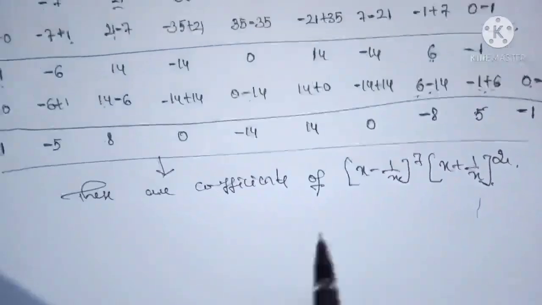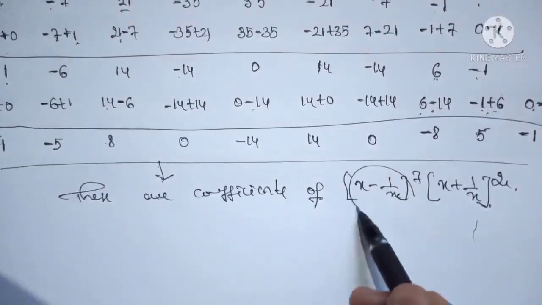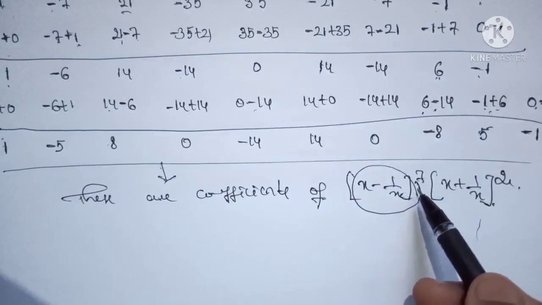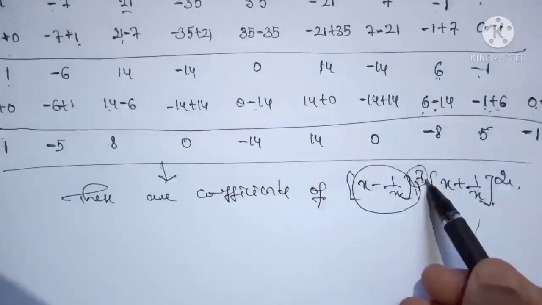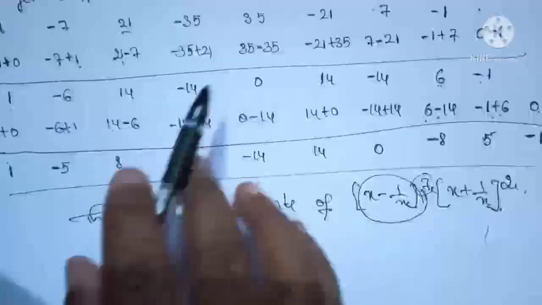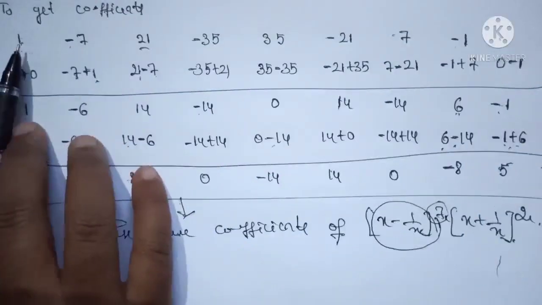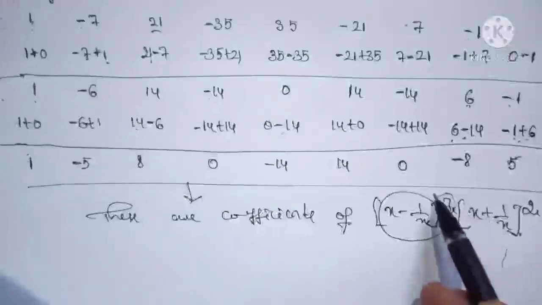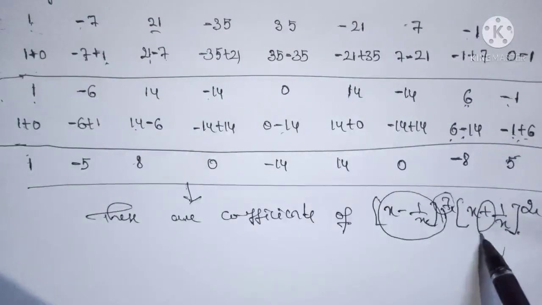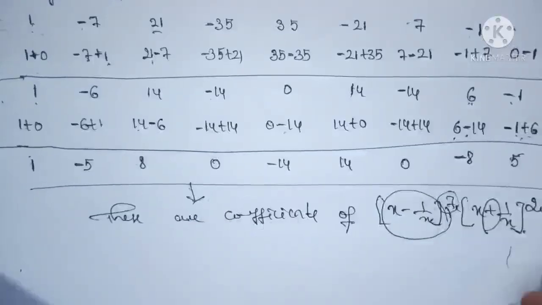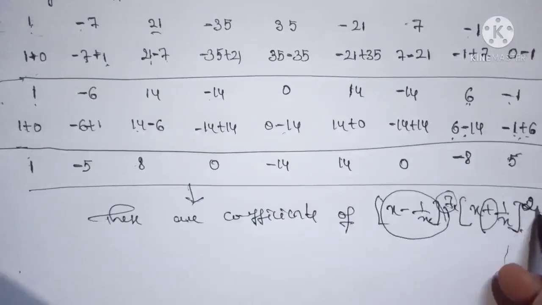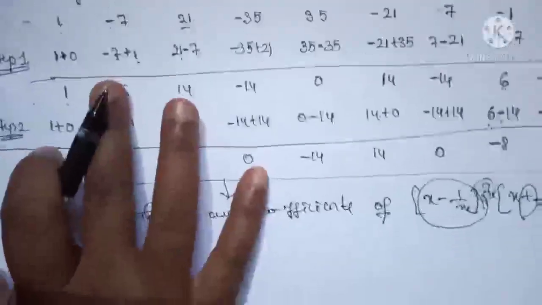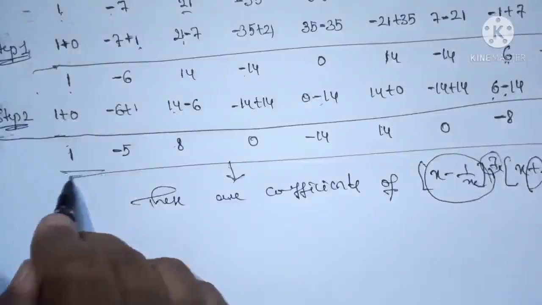You can observe that in the first step we wrote all the coefficients of degree 7. Then we added the corresponding elements with the previous one. Here the sign is plus; if it is negative we should take minus. And here the power is 2, therefore we repeated this step twice, and these are the final coefficients.